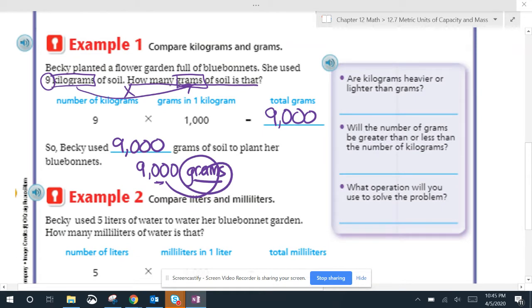Let's go ahead and look over here to the side and let's answer the questions in our purple box. Are kilograms heavier or lighter than grams? Well, if 1,000 grams makes up 1 kilogram, then kilograms are definitely heavier. Will the number of grams be greater or less than the number of kilograms? Well, if I'm going to be multiplying, that means the number is going to be bigger because multiplication always makes the number bigger. So it's going to be greater than.